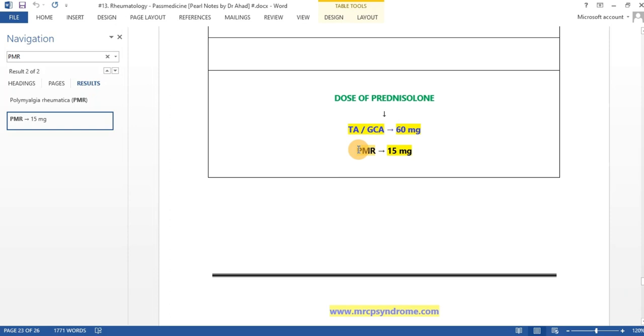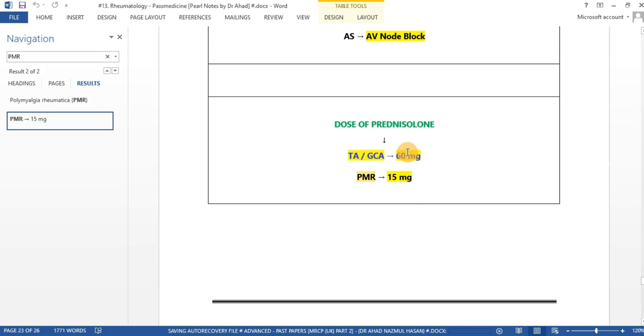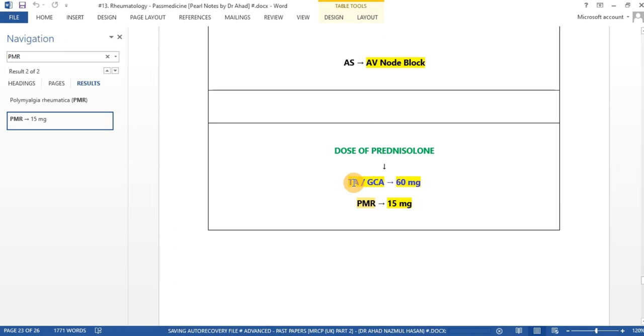So in case of polymyalgia rheumatica, usually we go with the low dose prednisolone 15 mg, and according to some other guideline, they just say start with 12.5 mg followed by 25 mg. But as a cutoff value, we can remember the PMR should be treated with 15 milligram. And in case of temporal arteritis or giant cell arteritis, if there are no features of impending visual loss, we can go with 60 milligram prednisolone. And if temporal arteritis or GCA is associated with features of impending visual loss, then we should go with the IV methylprednisolone.